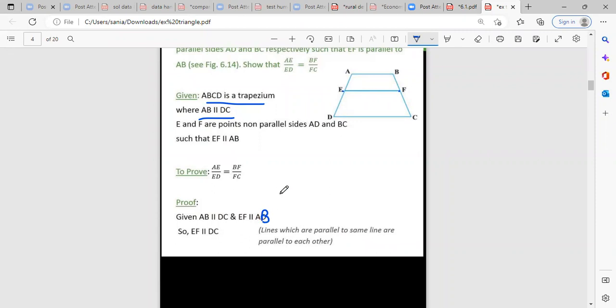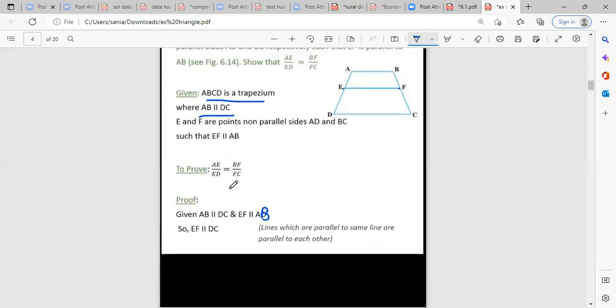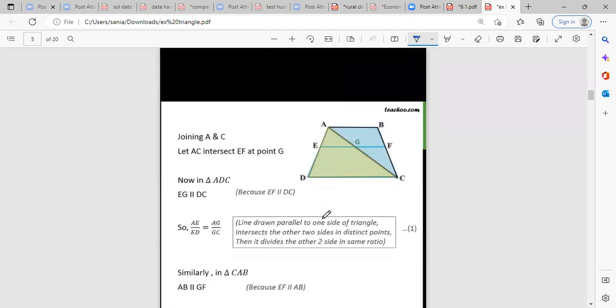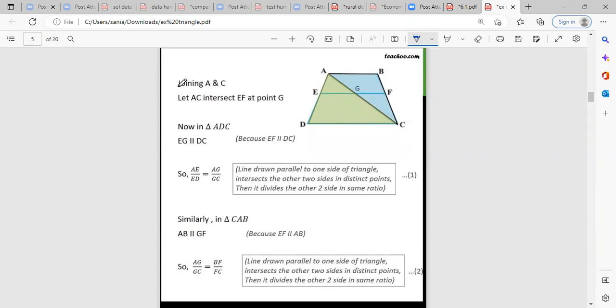So also EF is parallel to DC, right? AB is parallel to DC, and EF is parallel to AB, so of course you can say that EF is also parallel to DC, because lines which are parallel to the same line are parallel to each other, right? So now this is your construction. You will join AC. Let AC intersect EF at point G. So of course this line will intersect, and this point will be your point G.